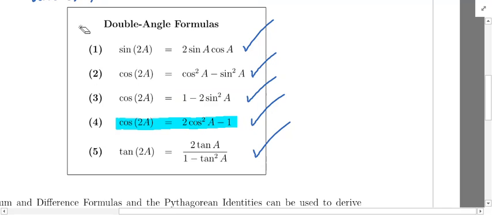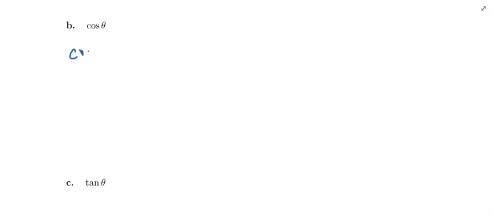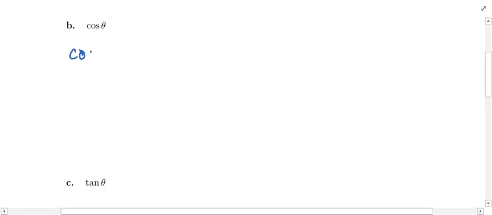So it's going to be very similar to getting the sine of theta. We're just using a different double angle formula here. All right, so let's go write this information down. I know the cosine of 2 theta is going to be equal to 2 times the cosine squared of theta minus 1.